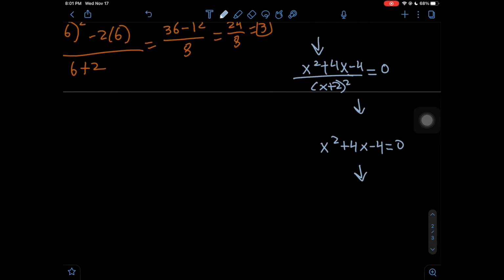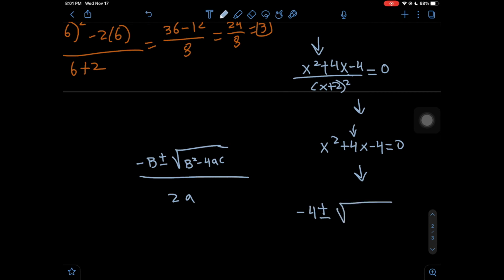Again, the quadratic formula is negative b plus or minus the square root of b squared minus 4ac, all over 2a. So let's write that down here. Negative b is this term right here, so we have negative 4 plus or minus the square root of b squared. We can label these real quick. That's a, and that is c. We're essentially just looking at the coefficients of these values. So we have negative 4 plus or minus the square root of 4 squared, which is 16, minus 4 times a, the coefficient is 1, times c, which the value is negative 4, all over 2 times 1.